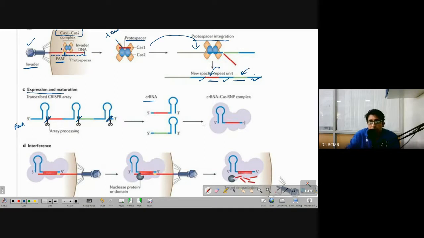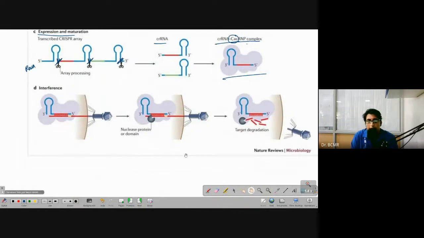And that CRISPR RNA will be bound to Cas proteins. These are different Cas proteins compared to Cas1 and Cas2 that we discussed earlier. So now we have the formation of CRISPR RNA Cas ribonucleoproteins. Now we have a complex that is similar to that of our natural killer cells in our body. Okay, analogous, not similar. I'm trying to compare it with that of the immune system.